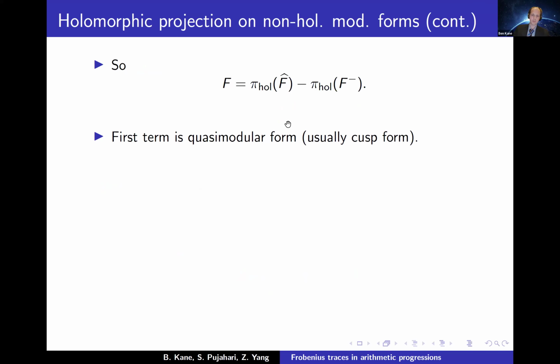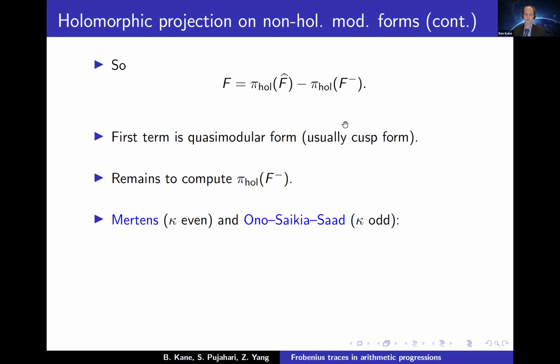So the first piece is exactly... well, it usually converges. It doesn't always converge. So it's not quite a cusp form. It's actually a quasi-modular form. It's usually a cusp form. And you have to compute the remaining piece. Michael Mertens computed this for kappa even, and for kappa odd, it was computed by Ono, Saikia, and Saad.